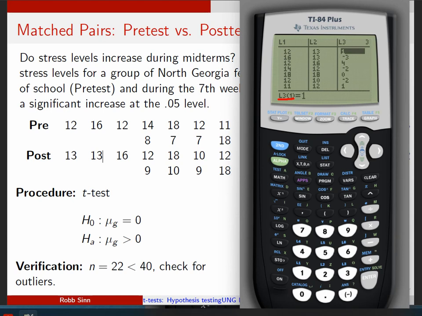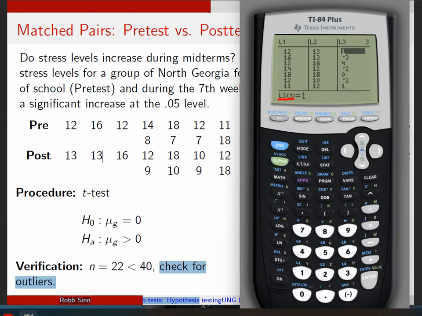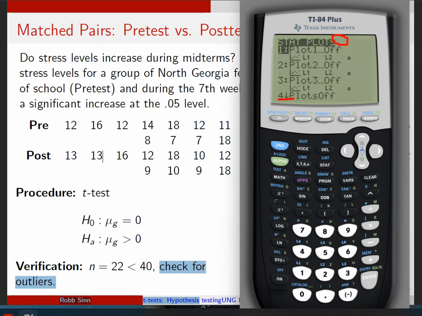All right, so let's go back to this part right here that shows check for outliers. The first thing I need to do is do that. So remember, our gain scores are in L3. What I want to do is go to my stat plot, so second y equals, right? Notice that they're all off. Plot 1 is off, plot 2 is off, plot 3 is off, and 4 is just plots off. So I'm going to go into plot 1 just by hitting enter. I'm going to turn it on.